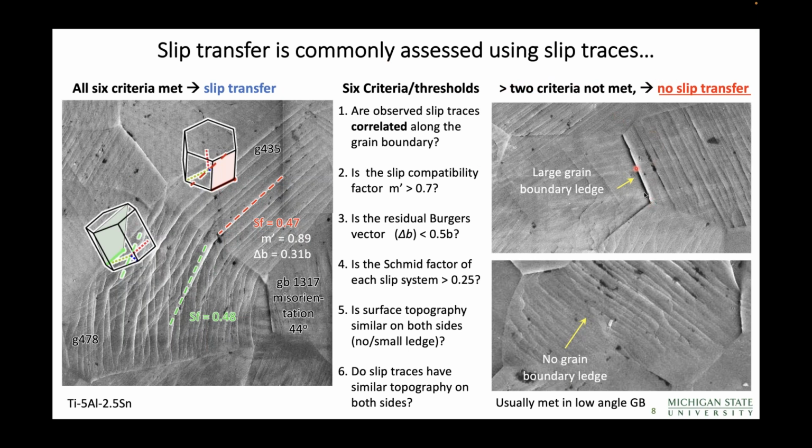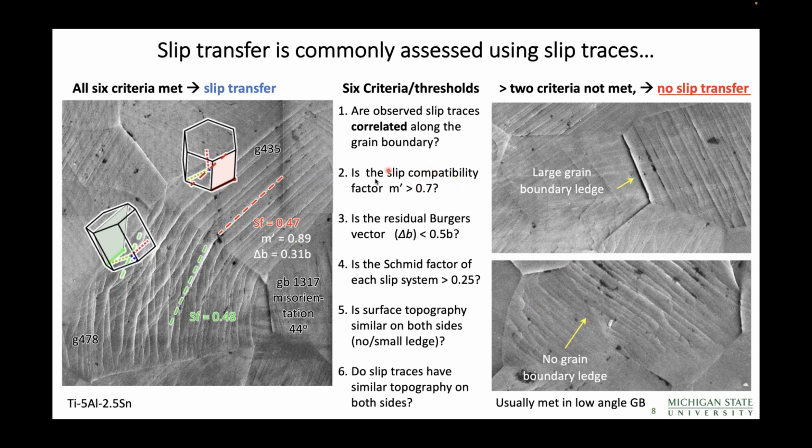So here's an example of a non-convincing case of slip transfer where there are seemingly features that go across the boundary that are correlated, but there's quite a big ledge in this boundary. And that ledge basically says that the deformation processes that occurred in the left grain are different from the right grain because they're not agreeing at the grain boundary. So we would expect to see a fairly smooth grain boundary topography when slip transfer happens, and in a low angle boundary that's almost guaranteed, as in this case.